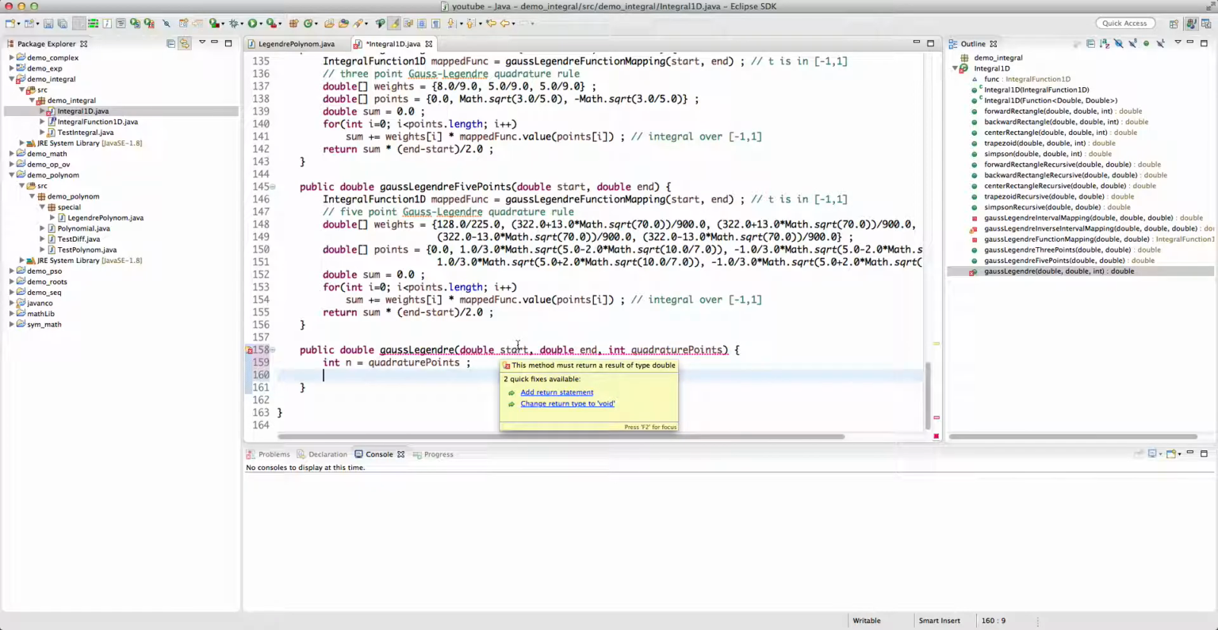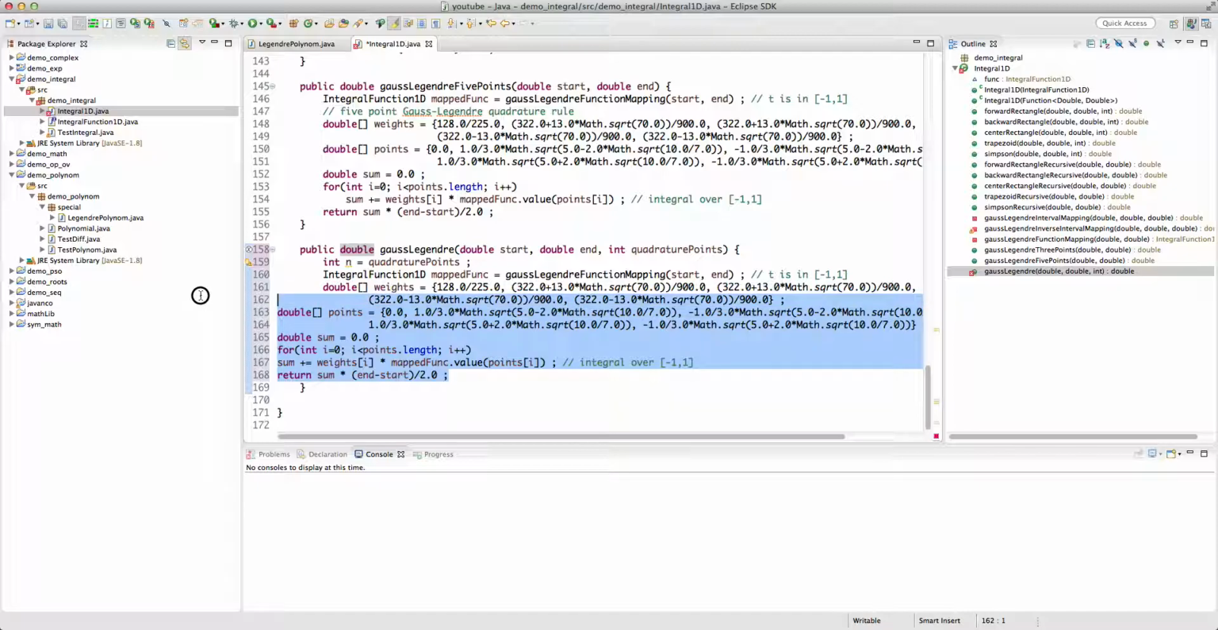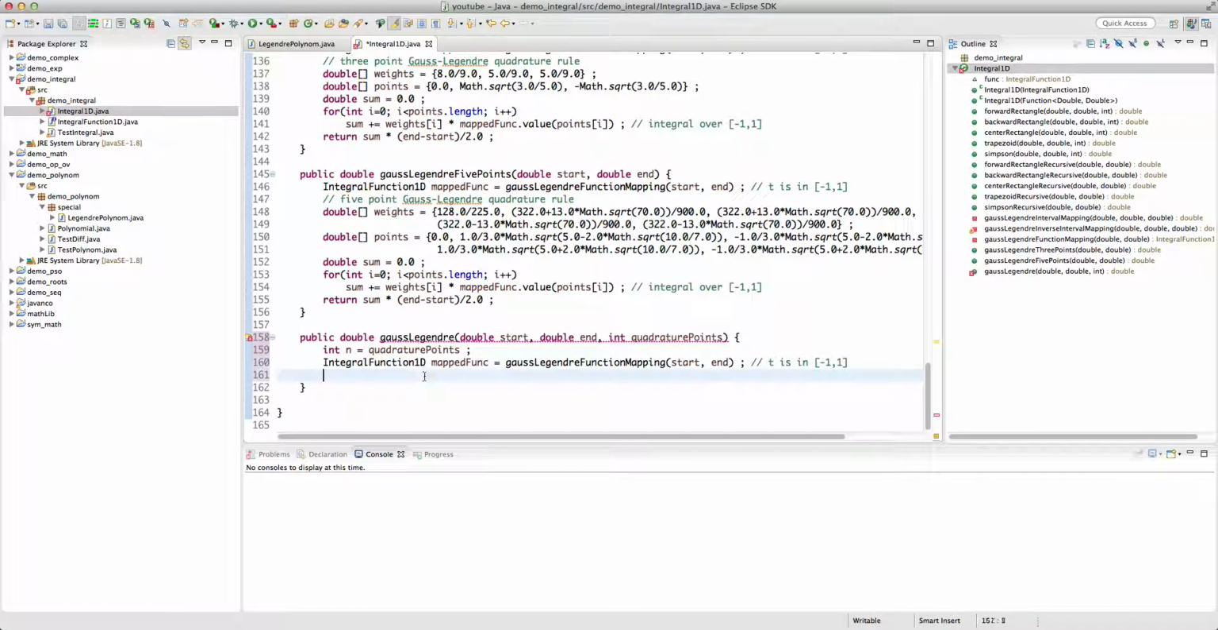And then here, remember what we're trying to do. We're trying to integrate over start to end. So we have to do the mapping first, create an integral function, which is called the map function, and maps the original integral function to -1 to 1. And then the rest is basically the same here, right? And the only thing that is different, maybe let me just write it.